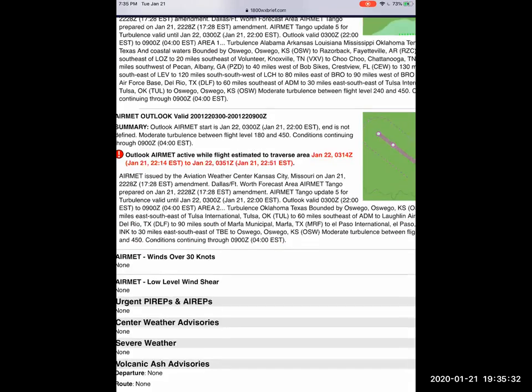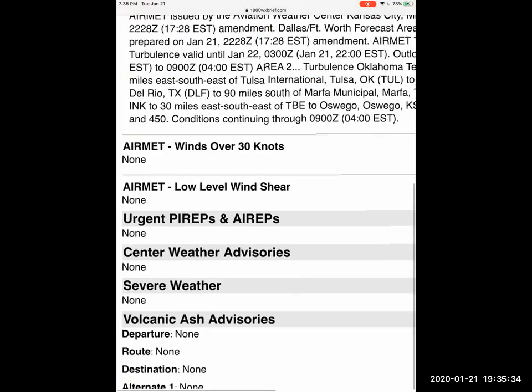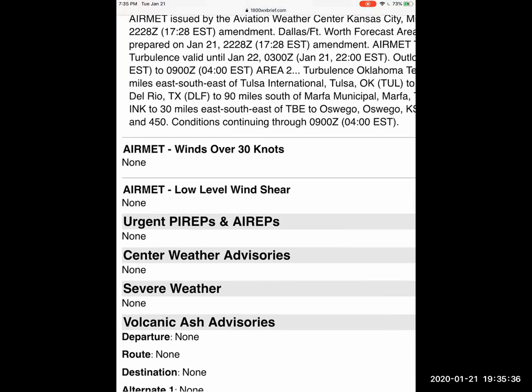All right, so we'll skip through all those. We get down, we finally get some good news. There's no AIRMET for winds at the surface over 30 knots, nor is there an AIRMET for low-level wind shear. Other types of weather products that could be included in the adverse conditions section would be adverse pilot reports. Urgent pilot reports. Those would be things like pilots reporting severe turbulence, severe icing not associated with thunderstorms or associated with thunderstorms.